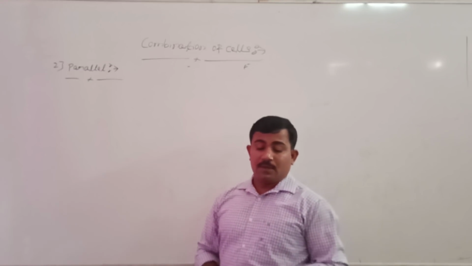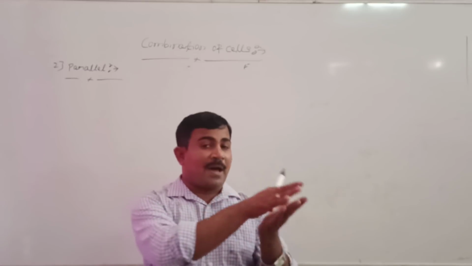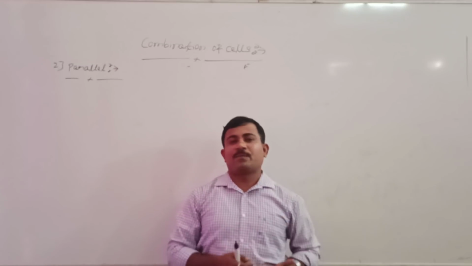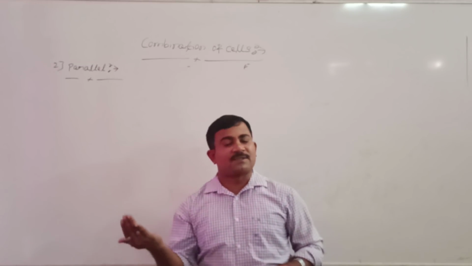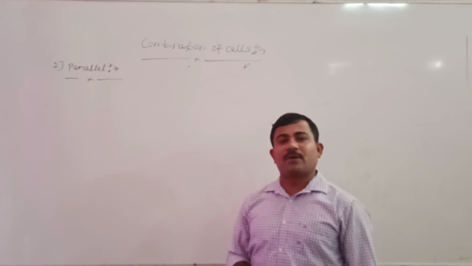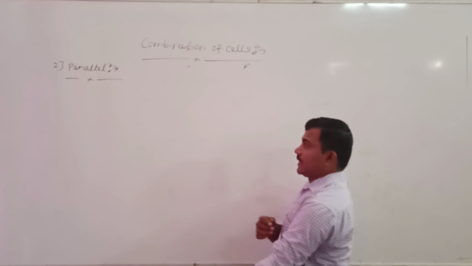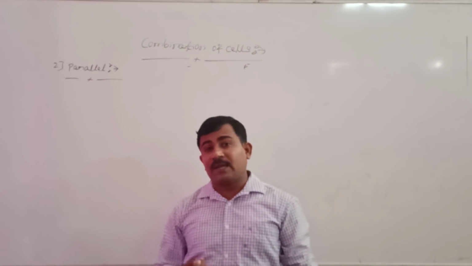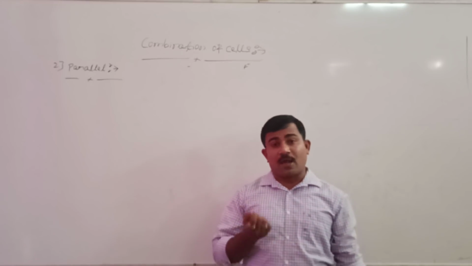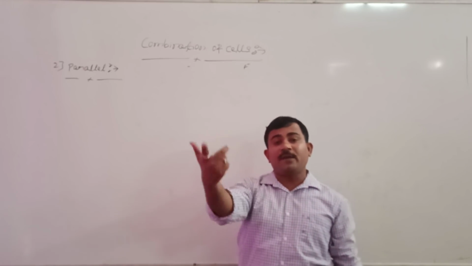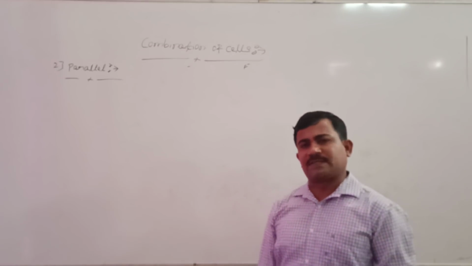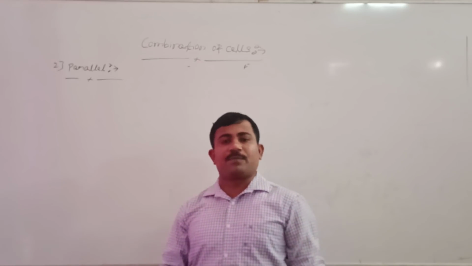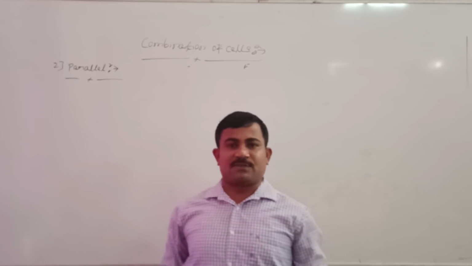What am I going to say? Cells are said to be in parallel combination if all positive terminals of the cells are connected to one common point and all negative terminals are connected to another common point. How does it look? See here. Here also we will take two cases: the cells of equal EMF and equal internal resistance, along with the cells of different EMF and different internal resistance. Both cases we will see in parallel combination. Shall we go? The first case is the cells of equal EMF and equal internal resistance.